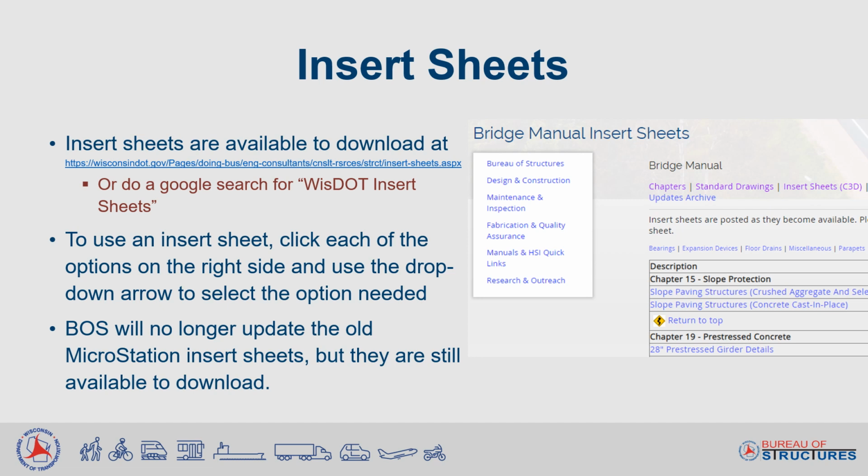Insert sheets are available to download at the link shown. I will also copy this link into the chat. You can also just search Google for WisDOT insert sheets to find the web page. To use an insert sheet, click each of the options on the right side and use the drop-down arrow to select the option needed. Bureau Structures will no longer update the old MicroStation insert sheets, but they are still available to download online.